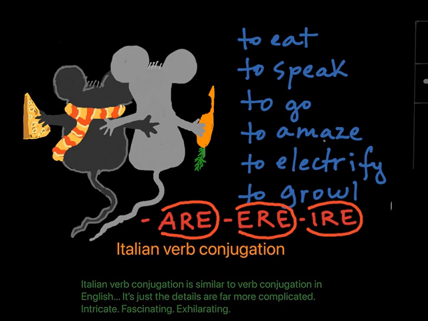Ciao belli, today we're going to have a short introductory lesson on the verb conjugations in Italian. We're going to concentrate on the verbs that are ending in -are.